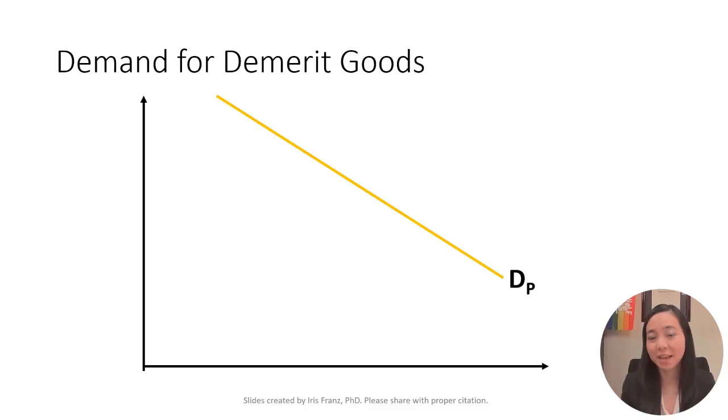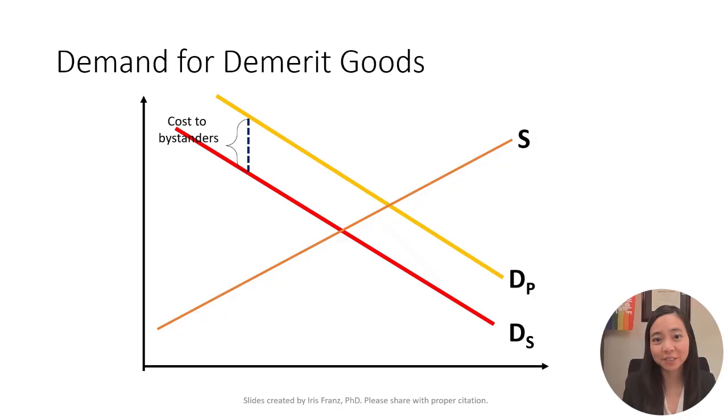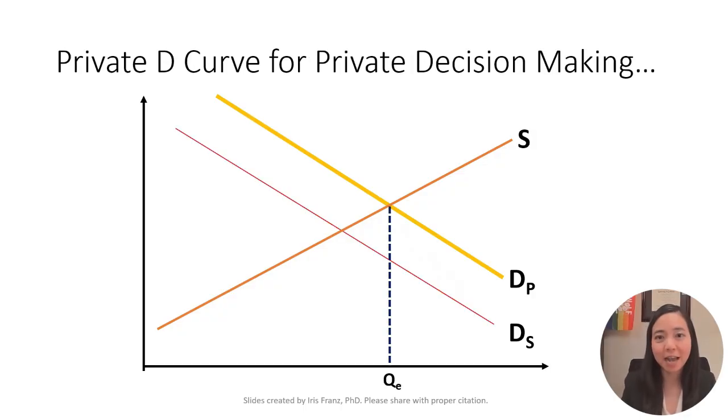Here is a private demand curve DP, which reflects the value of the consumption to the consumer only. Subtracting the cost imposed on bystanders, we get a social demand curve DS. Due to the negative externality from consumption, the social demand curve DS lies below the private demand curve DP. Now let's add our supply curve. When considering how much demerit goods to consume, the consumer looks at their private demand curve, DP. Why? Because consumers ignore external costs to bystanders.